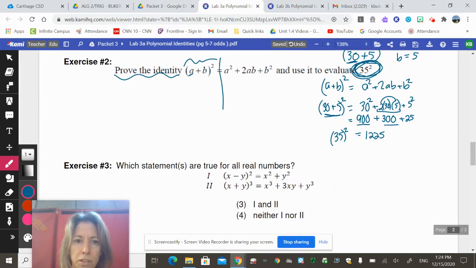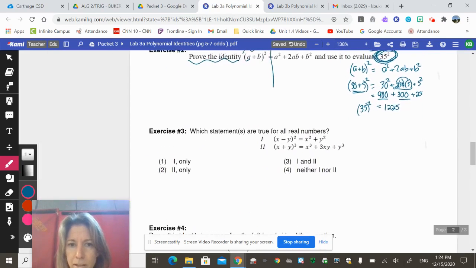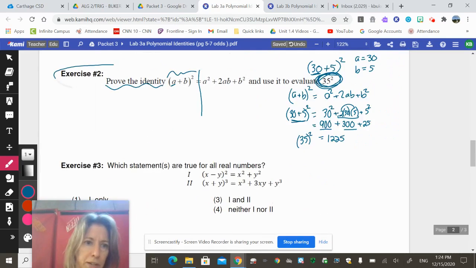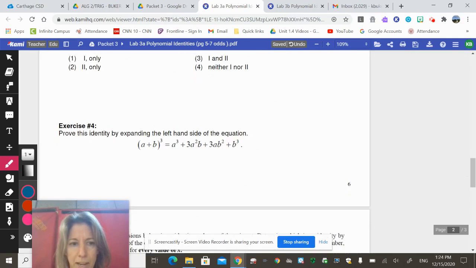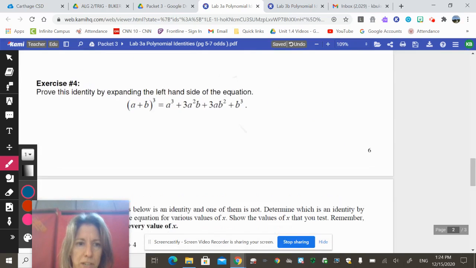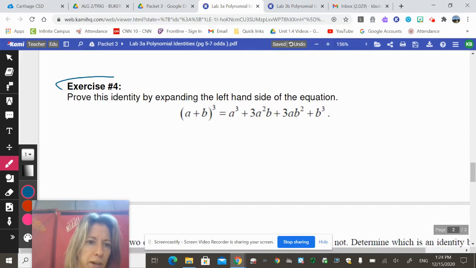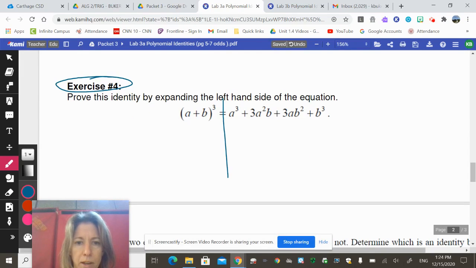All right, so you're still going to prove the identity. You're going to do the first part of exercise 2 for homework. I'm just going to circle it, reminding you that it's finished for homework. Exercise 3 was part of lab 3A. Exercise 4 is going to be homework. Again, you're going to be taking a binomial to the third power, and it says prove this identity.